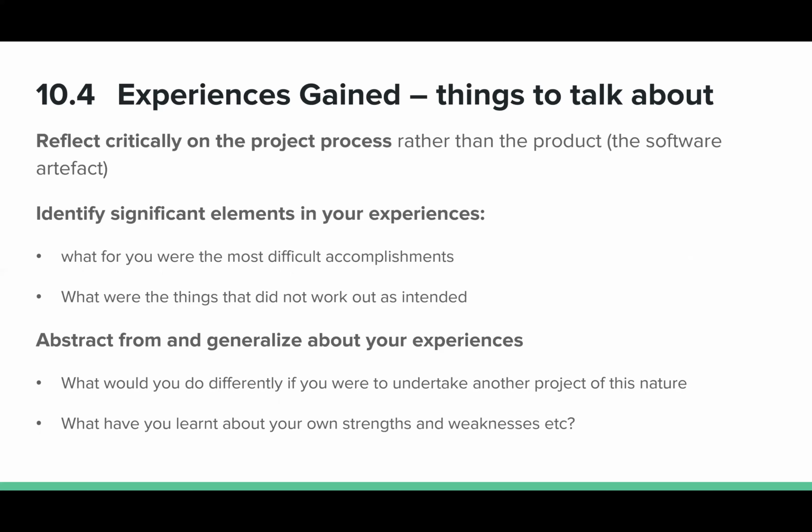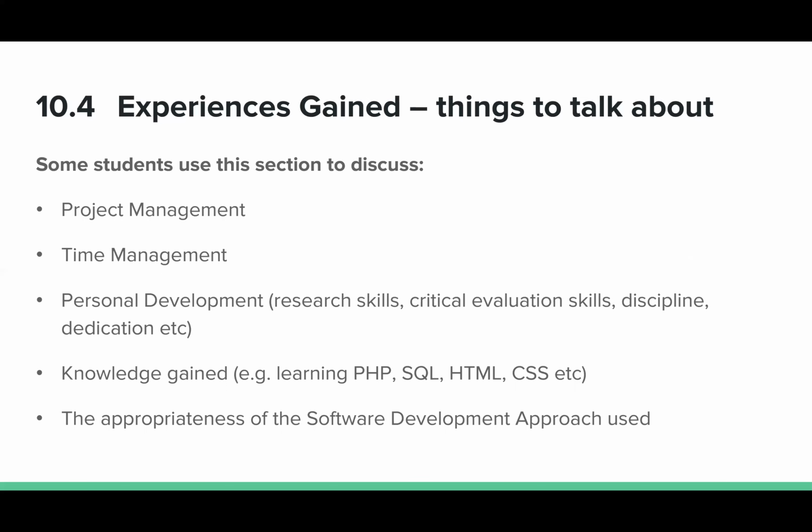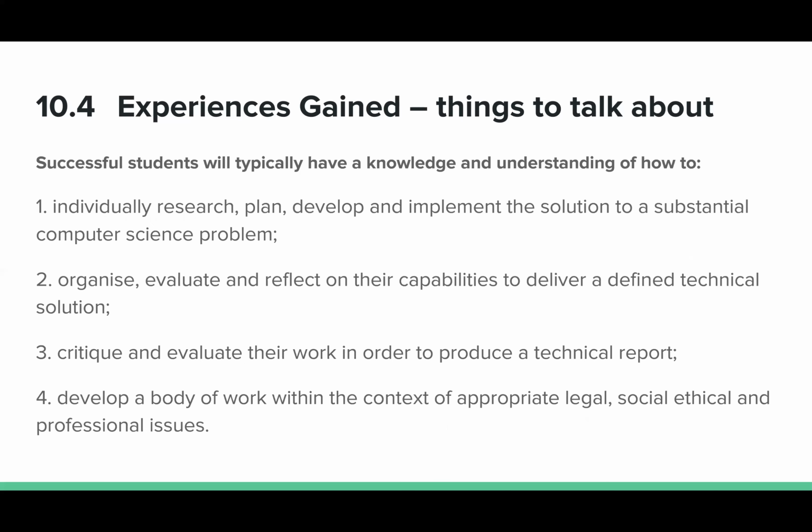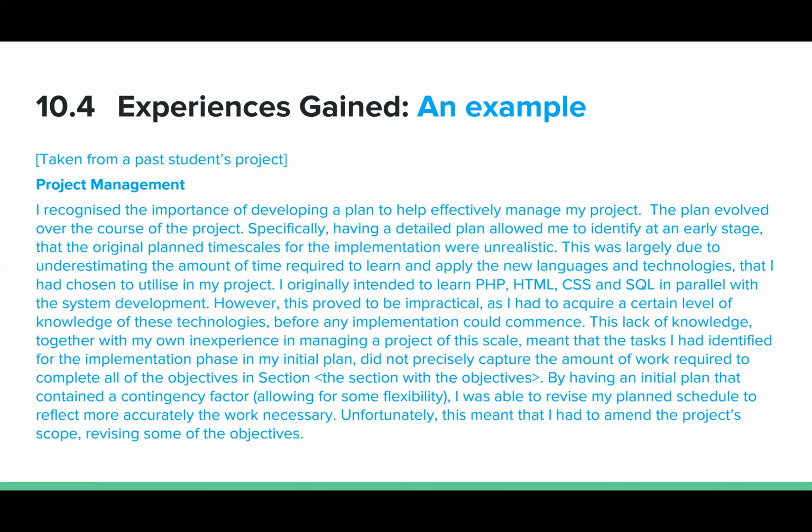Abstract from and generalize about your experience. Like, what would you do differently if you wanted to undertake another project of this nature? What have you learned about your own strengths and your own weaknesses? Often students choose to write about project management, time management, personal development like research skill, critical thinking, evaluation skills, discipline, dedication, that sort of thing. Some students reflect on knowledge gains such as learning PHP, SQL, etc. And some of them talk about the appropriateness of the software development approach. In terms of this, you don't just have to talk about the positives, you could also talk about the negatives as well, right? Okay, so based on this, let's look at some examples.